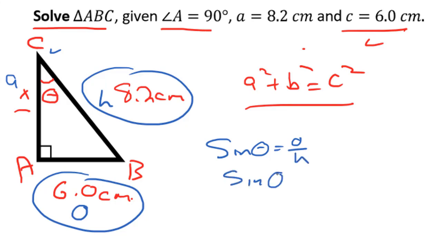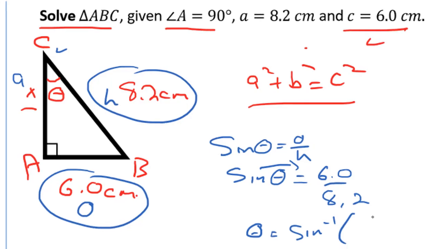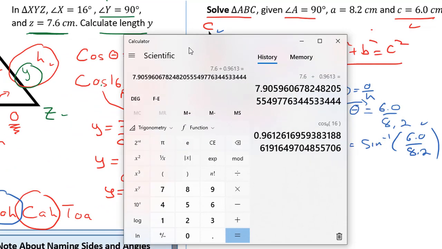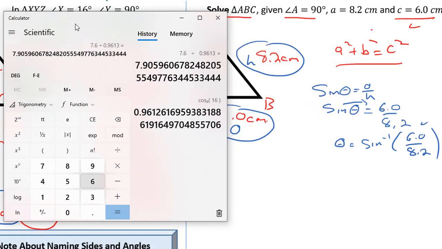We don't know what theta is. That's what we're actually trying to calculate. We do know that the opposite side is 6 centimeters and the hypotenuse is 8.2. Now we can calculate this, but we have to first move the sine away from the theta. We end up getting theta equals sine inverse of 6.0 divided by 8.2. Again, you can calculate this first, or you can do it all in one step. Let me pull up my calculator and move it out of the way so you can see what we're doing here. I'm going to type in 6.0 divided by 8.2 and hit equals.